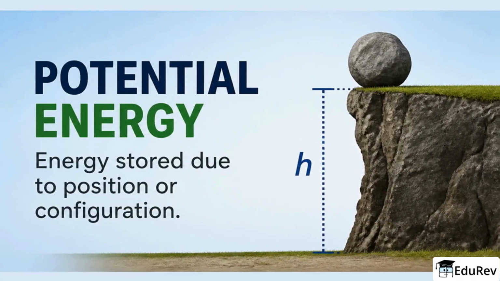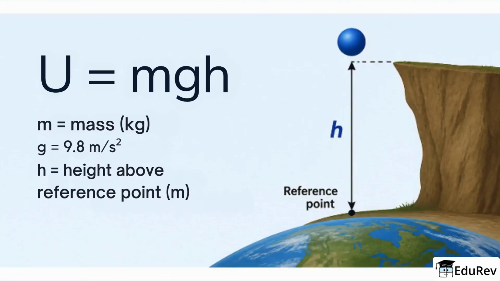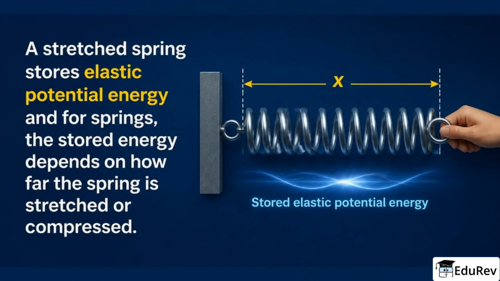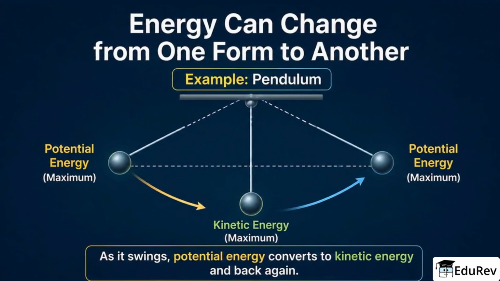Potential energy is the energy stored because of an object's position or configuration. For gravitational potential energy near Earth, we use U equals mgh, where m is mass, g is 9.8 meters per second squared, and h is height above a reference point. A stretched spring stores elastic potential energy, and for springs, the stored energy depends on how far the spring is stretched or compressed. These two energies can change into each other.